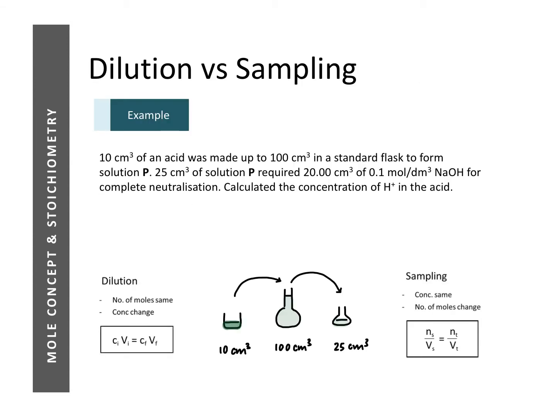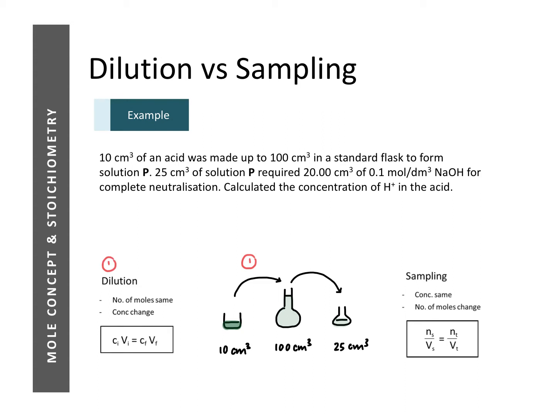For titration questions, two very important phenomena that you need to be aware of are dilution and sampling. So if we read the procedure given in the question, the first line involves adding water to 10 centimeter cube of an acid to make it up into 100 centimeter cube. So we are adding water to acid. Essentially, we are diluting the acid. So step number one is a dilution process.